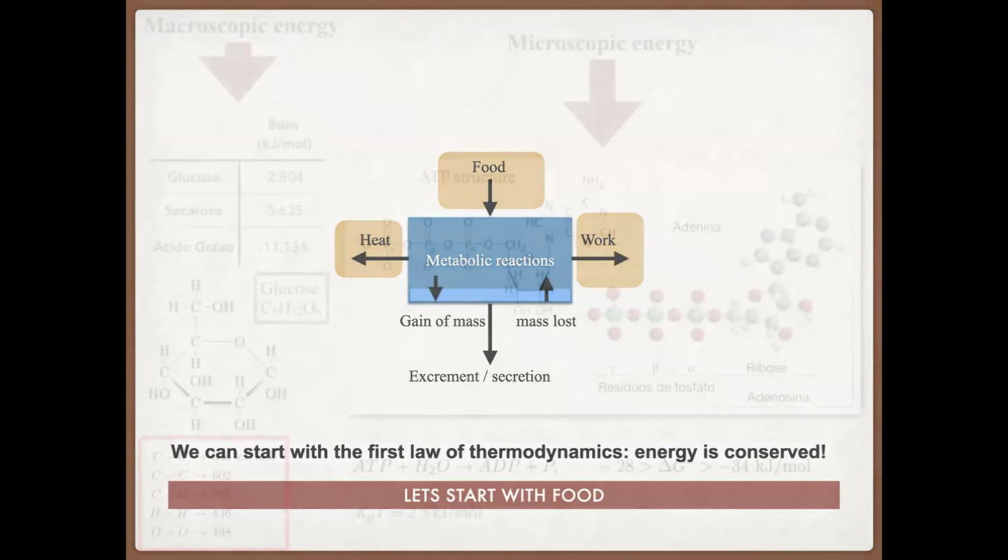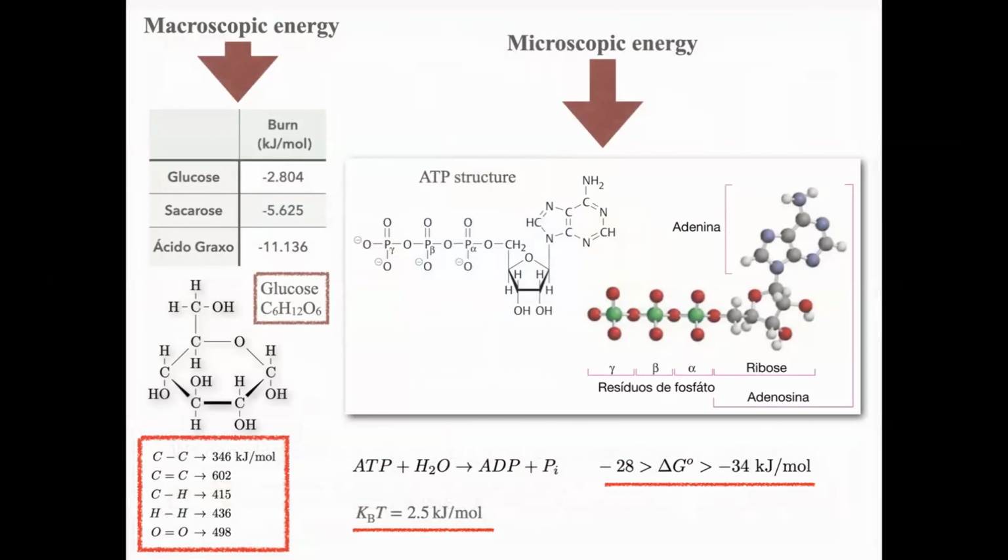Let's start with food. So we eat everything. I mean, we eat carbs, energy, glucose, vitamins, fibers, everything. But I'm going to focus on the energy. That's more of a thermodynamic thing. The macroscopic energy we eat is basically glucose, sucrose, or fats. Sorry, it's Portuguese.